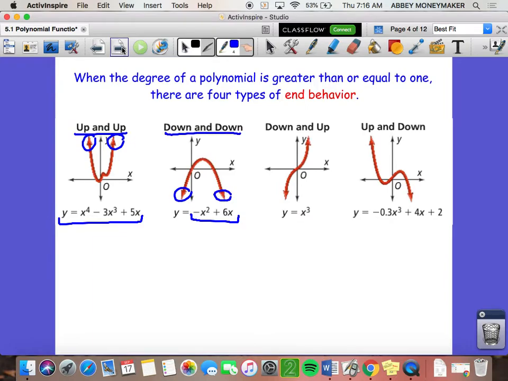Now, when we get to higher order polynomials, like x cubed, remember we read graphs from left to right. So on the left side, you're pointing down, but on the right side, it's going up. So that's a down, up. And then vice versa. For this graph here, we have negative 0.03x cubed, and it started up as I was approaching from the left, and then it ended down, so that would be an up, down. Now, there is a relationship as to how we know when it's going to be up, up, down, down, down, up, or up, down, without even graphing.